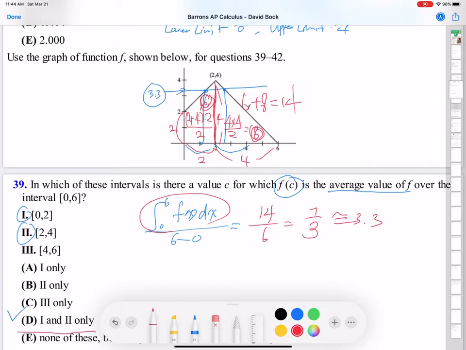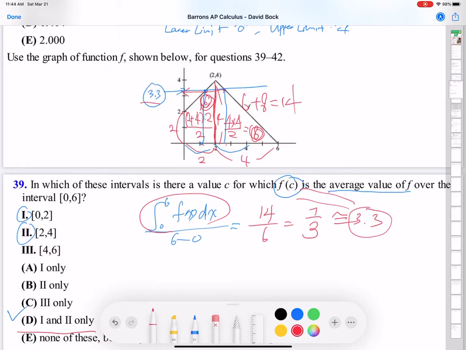So I found that the average value of this function, and then that should be equal to f of c. So f of c is the y value. One c exists between 0 and 2 here. Another c exists between 2 and 4 here. Because when x is here and here, the y value is 3.3, which is your average value of the function.